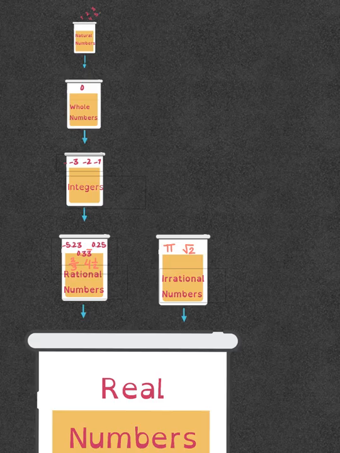The set of rational numbers and the set of irrational numbers are a part of the real number system. To summarize what we learned, all natural numbers are a subset of whole numbers. All whole numbers are a subset of integers. All integers are a subset of rational numbers. And together, rational numbers and irrational numbers make up the real number system.